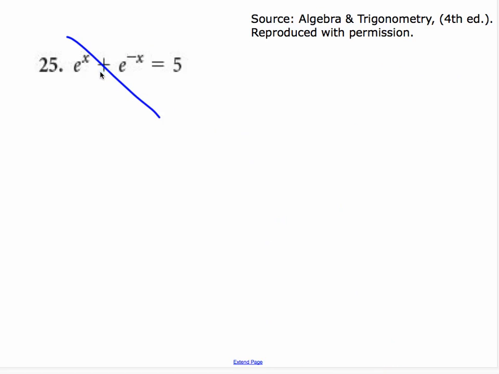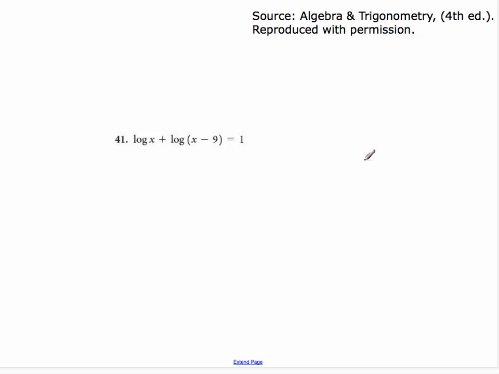Next question, don't worry about the e's. It's one where you say e to the 2x is x squared or something like that. So don't worry about those kind. But here's a great log question.